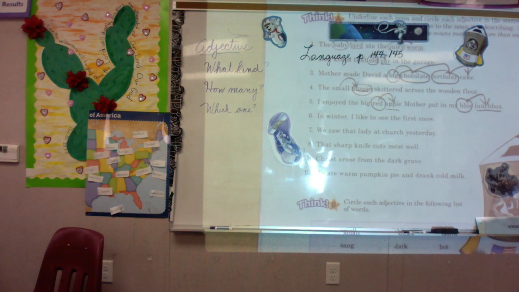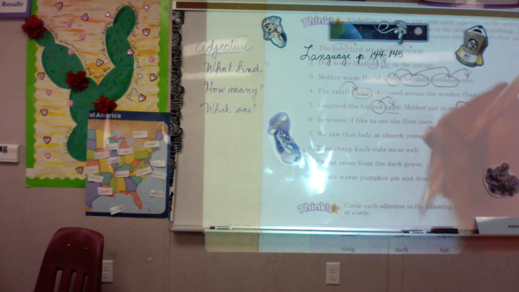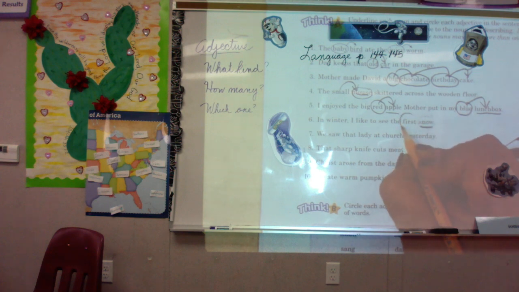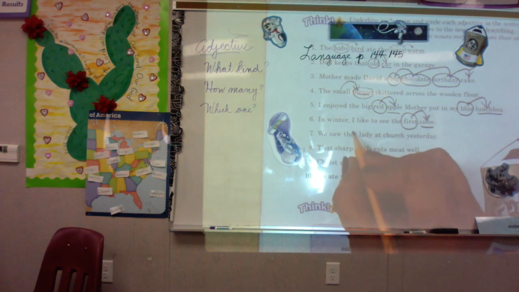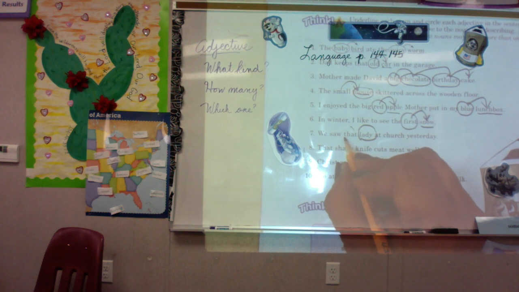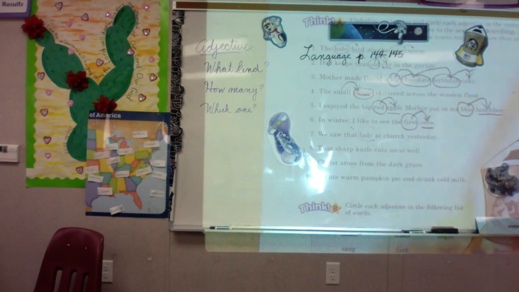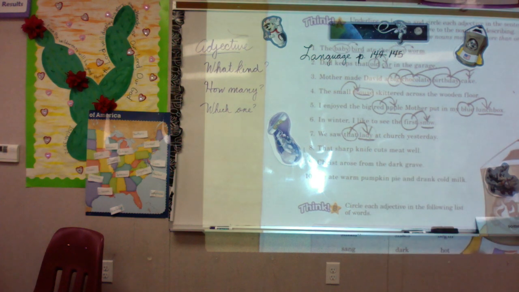Next one, in winter, I like to see the first snow. Snow is my noun. Sorry, I'm supposed to underline your noun. Underline the noun, circle your adjective, and draw an arrow. First is describing snow. Number 7, we saw that lady at church yesterday. Your noun is lady. Again, I circled the wrong one, sorry. Your adjective is that, your noun is lady. That is describing lady. Again, that is a demonstrative adjective.